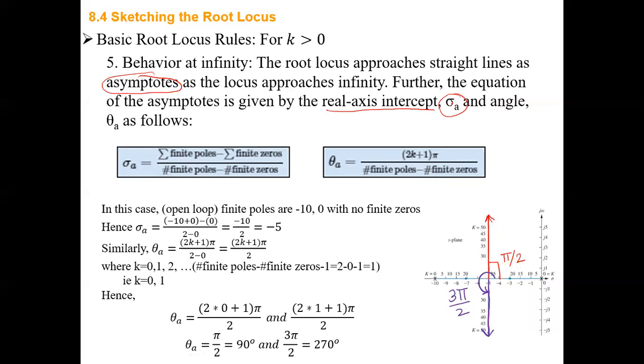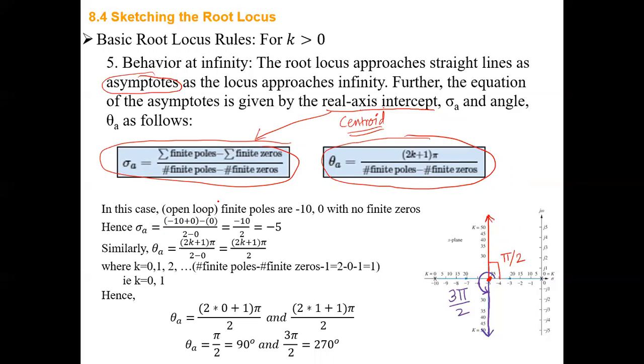In my case, what is sigma a? -5. Look at that. My sigma a is -5. That's called the real axis intercept, or some books say centroid. Not only the point. Now you got the point, but how does it go? 90, 30, 60? That angle is given by this formula, and that intercept is given by this formula. Let's apply these two formulas in our case.